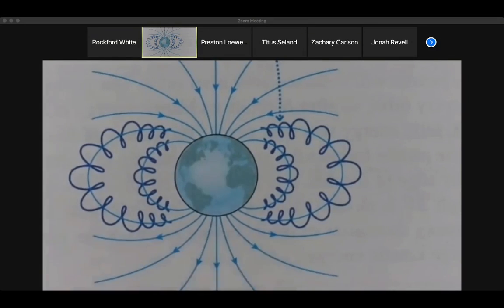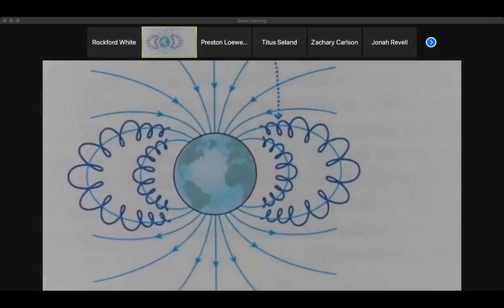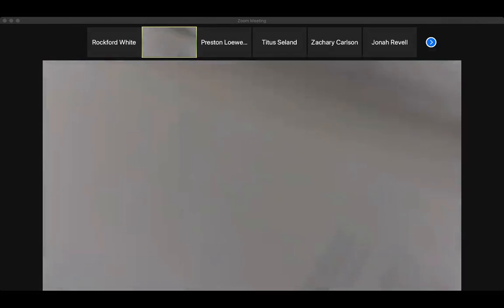So that's maybe something to keep in mind. Yeah, and it moves around over time.